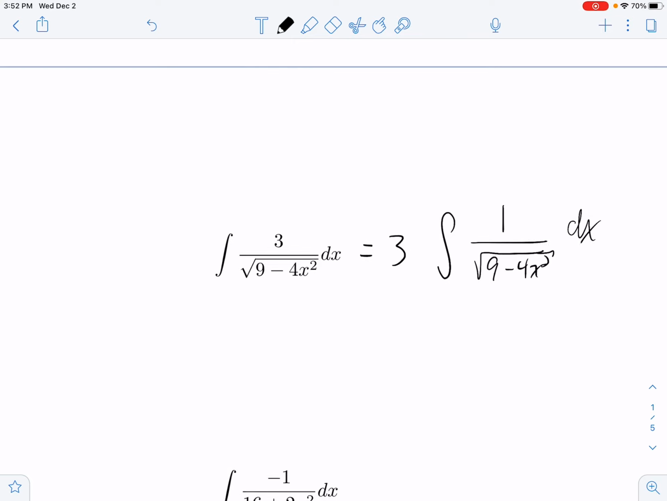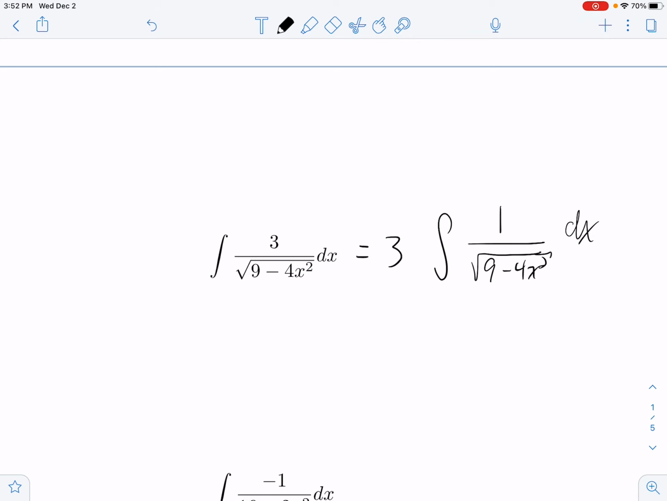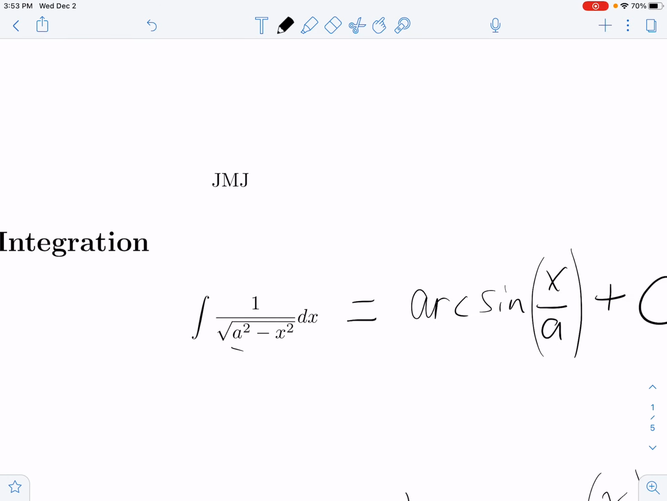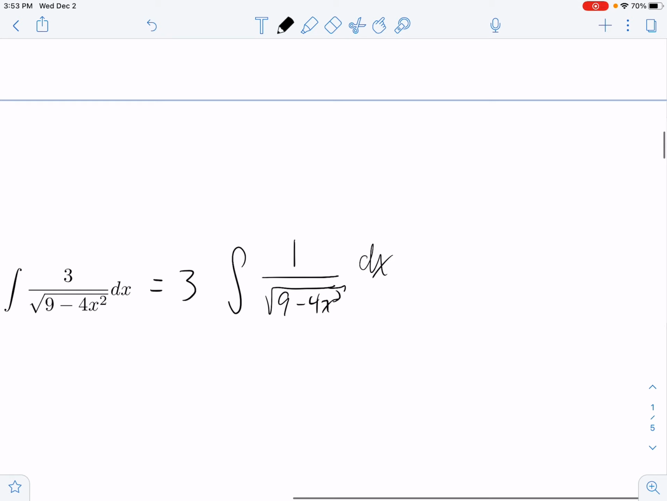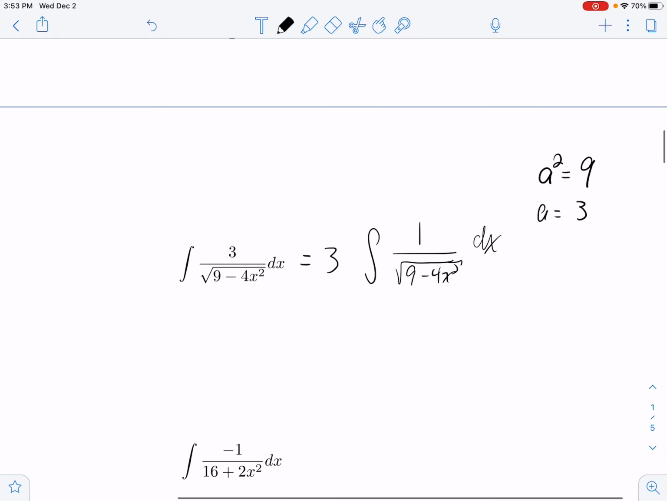And then from here, we could see this is 1 over the square root. That looks like an arcsine, based on our rules from above. So for arcsine, I need an a squared and an x squared. So that means a squared has to equal 9, so a equals 3. So I could write this as 3 times the integral of 1 over the square root of 3 squared minus 4x squared.